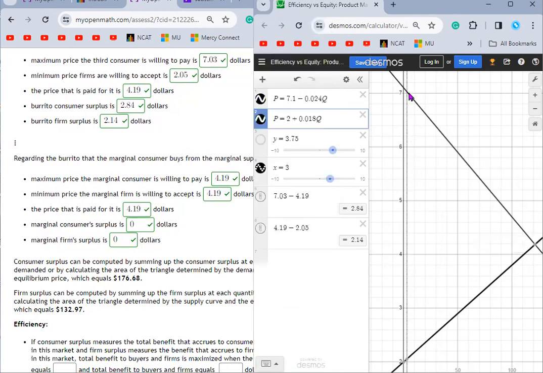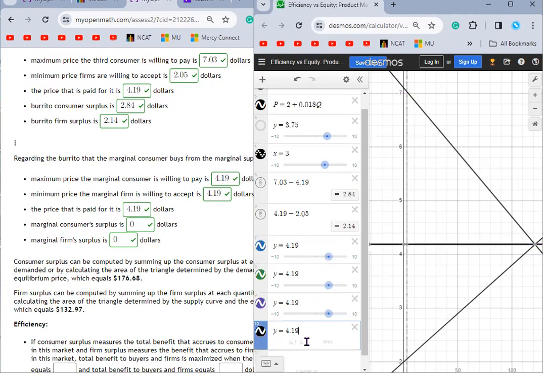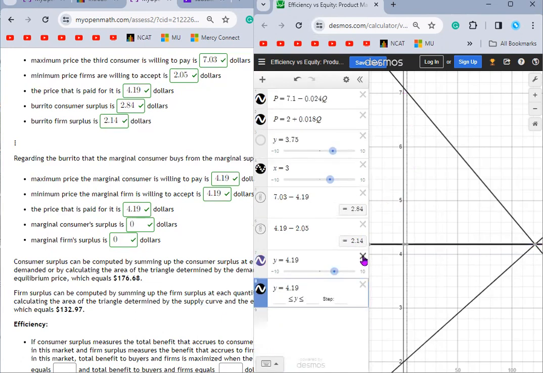Now, consumer surplus can be computed by summing up all these, right? So consumer surplus, let me put in another line here. I'm going to put in a line at the market price of $4.19. Okay, so this is the market price, right? Without the market price in here, this big triangle is what we call total surplus. But when I graph the market price in there, it splits the total surplus into consumer surplus up here and firm surplus down here. And notice that the consumer surplus is a little bigger than the firm surplus. And it's because demand is more vertical. Demand is relatively more inelastic than supply.